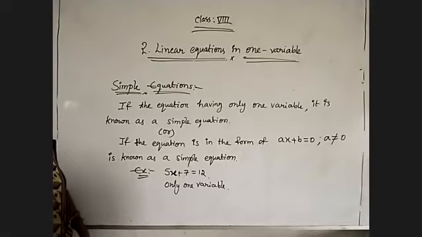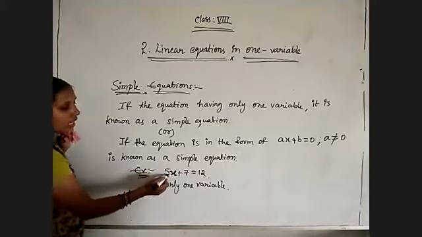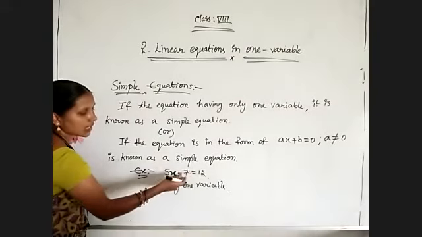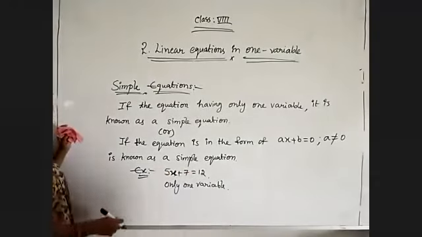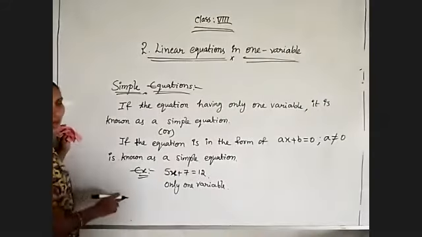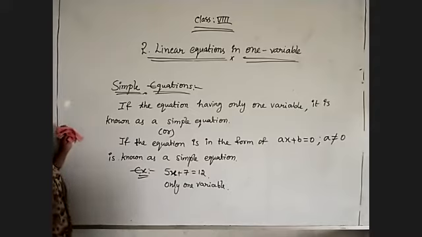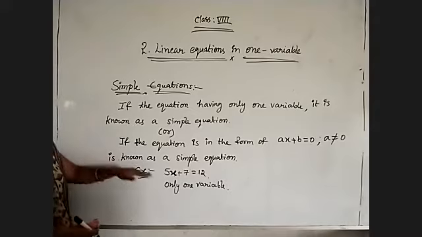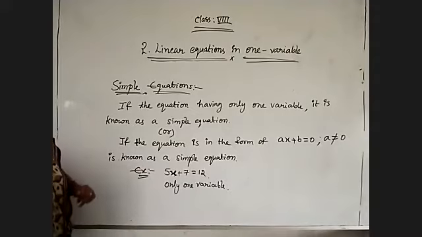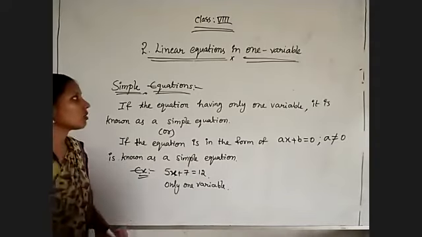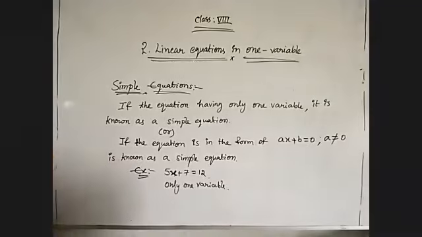And it is also in the form of ax plus b equal to 0. If you bring the 12 to this side, that side also will become 0. 7 minus 12 is equal to 0. So this has only one variable and it is in the form of ax plus b equal to 0. That's why it is a simple equation. Now coming to the linear equations.